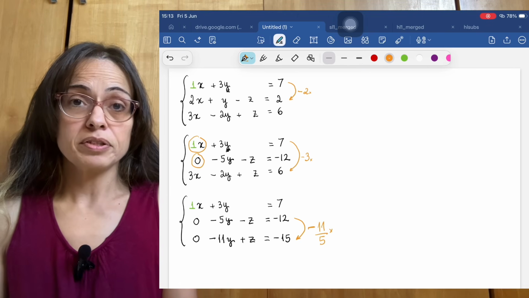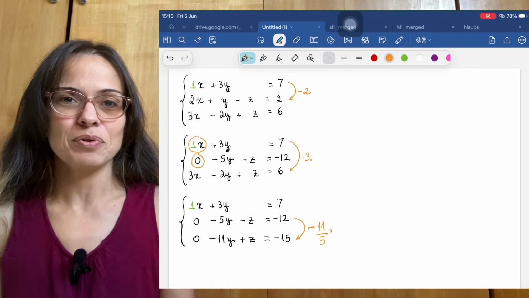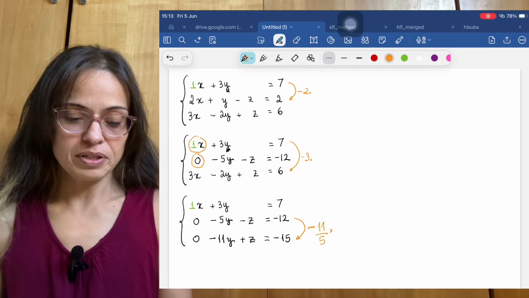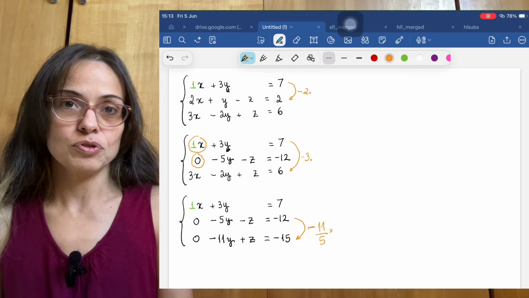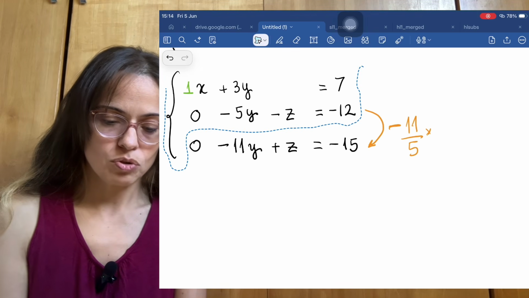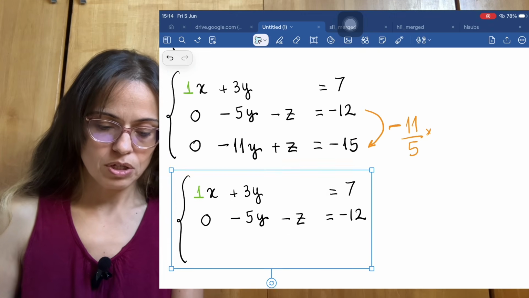Well, this time I am not getting a pretty number, okay? I did not choose the numbers for this example intentionally so that the numbers would be pretty. So I was lucky so far, but now I have to multiply by 11/5. Whatever. In any case, as I'm doing that, I am not going to change the first or the second line. So let me make a copy.